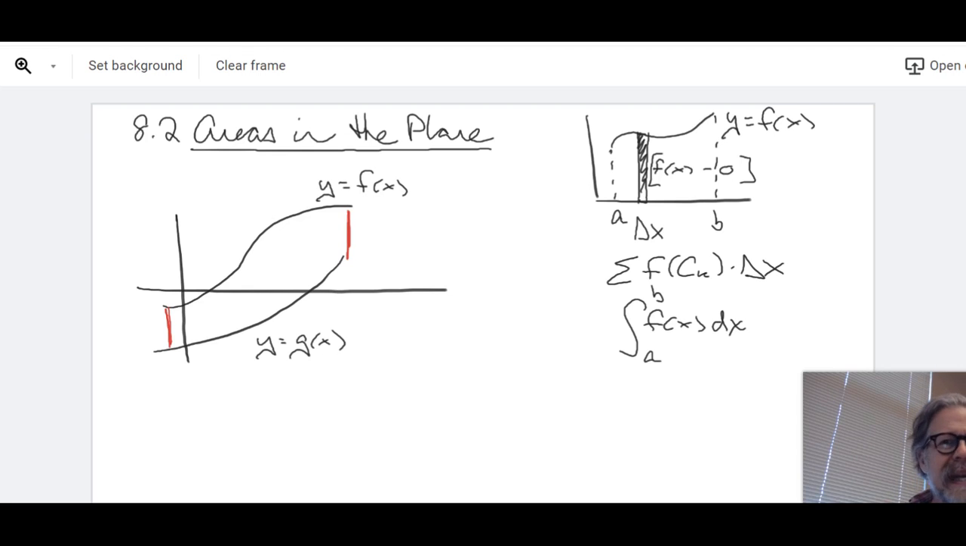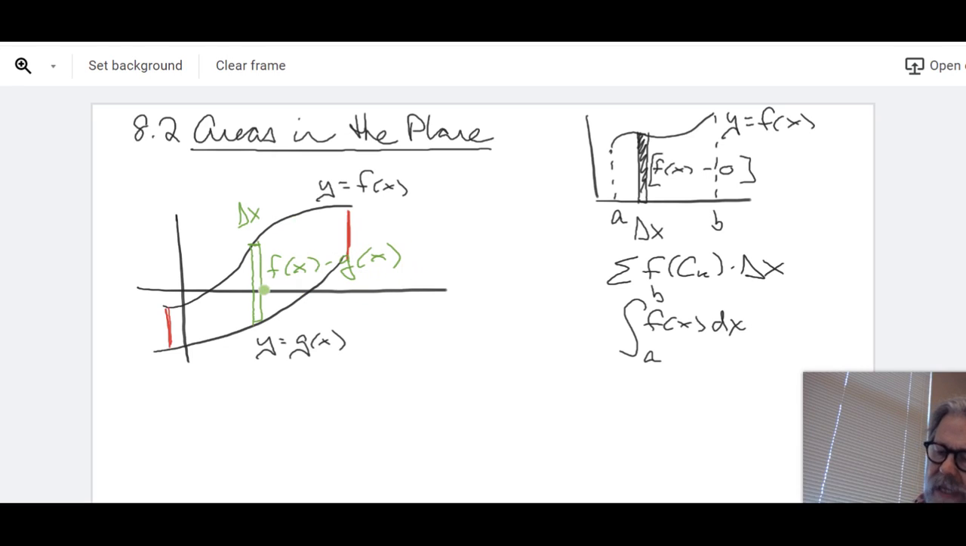Well, let's look at a different situation where we want to know the area between two curves instead of just above the x-axis. Okay, well, let's do the same thing. Here's a rectangle. It has width delta x, and it has height f of x minus g of x.